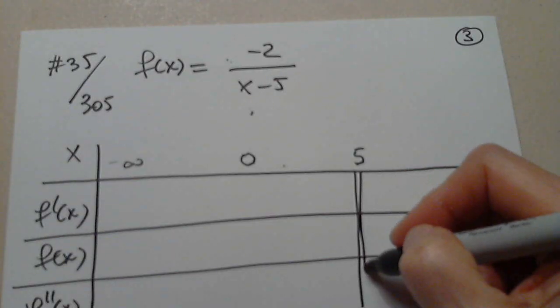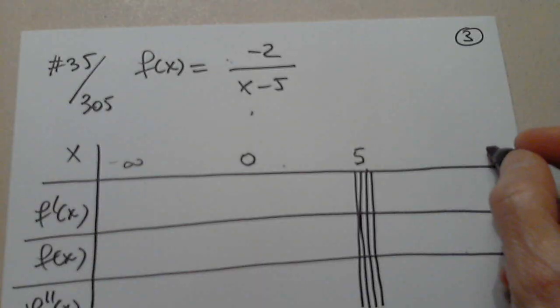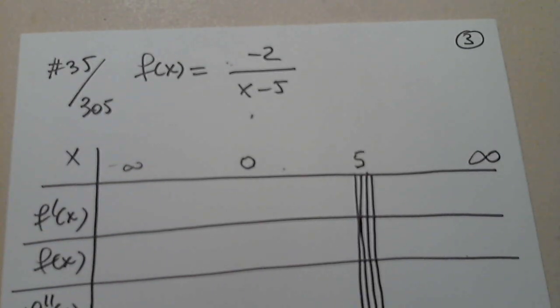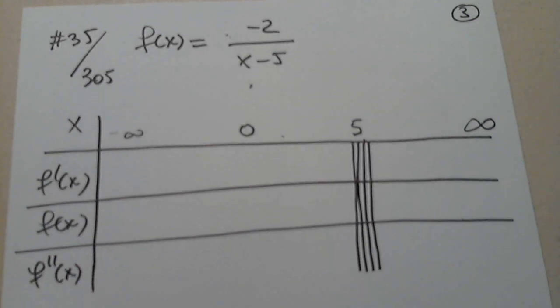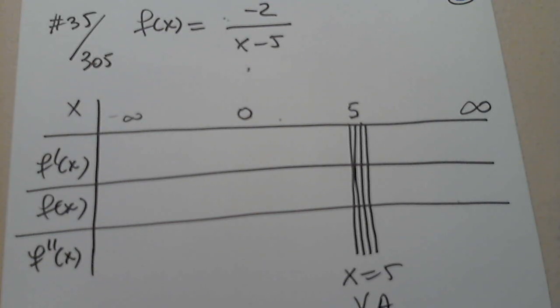Look here, please. Any number of lines that you want, it doesn't matter. This really means that the domain is everything but 5. Which means, in this case, x equals 5 will be a VA. There is a catch.